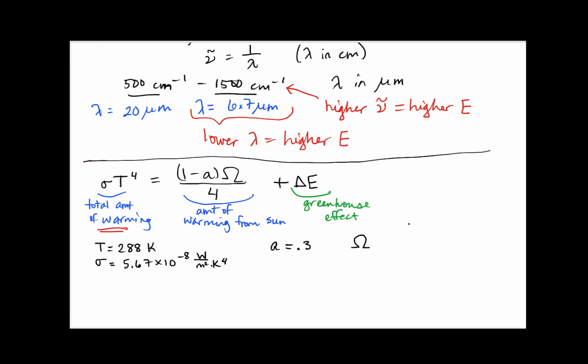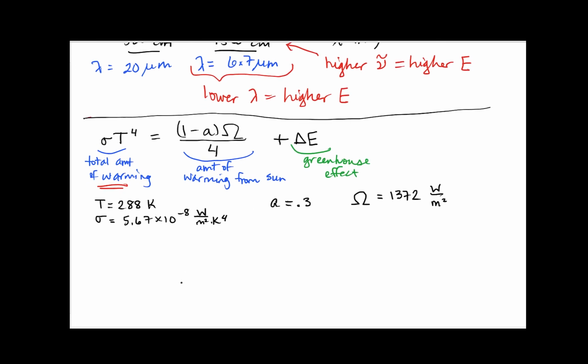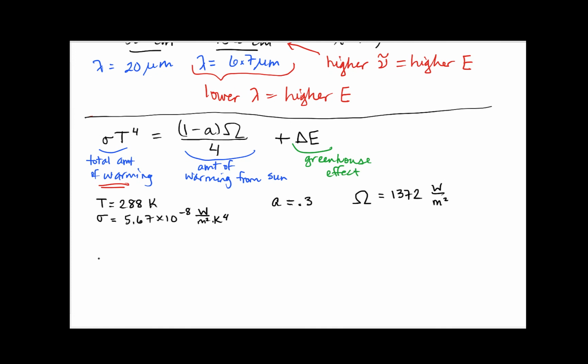Omega was the solar irradiation term, which was 1372 watts over a meter squared. And so we can solve for the delta E for the greenhouse effect just by plugging in the numbers that we have. So go ahead and take a moment and do that. Hopefully you got about 149.98, maybe you'd round it up to 150 watts per meter squared.